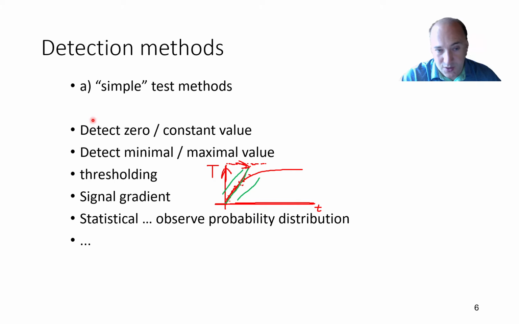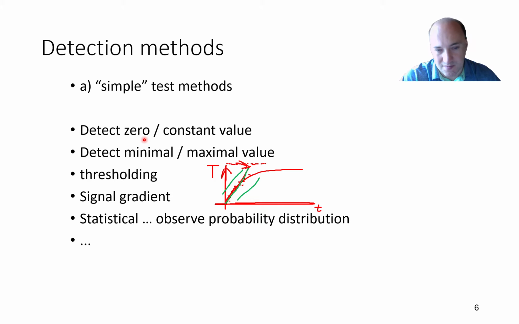And I have split those methods into simple methods, and then on the next slide we will see some more complicated methods. And those methods you will probably already be familiar with. So the simple test methods might be as simple as detecting a 0 or a constant value. So for example, let's say you measure temperature again, and you know that you measure temperature in a room, and it should be somewhere around 20 centigrades if everything is okay. But suddenly you get zero values.